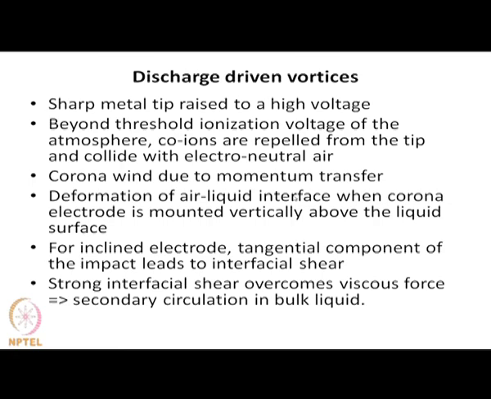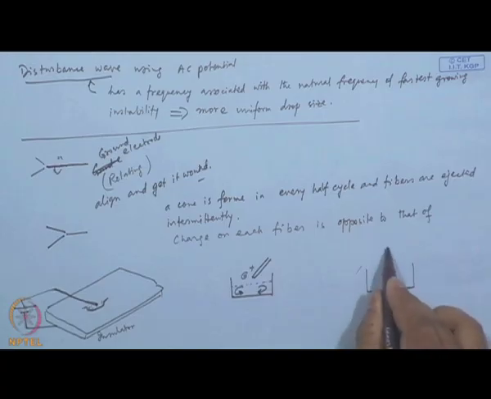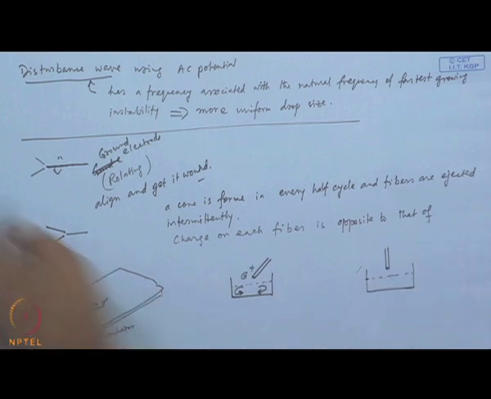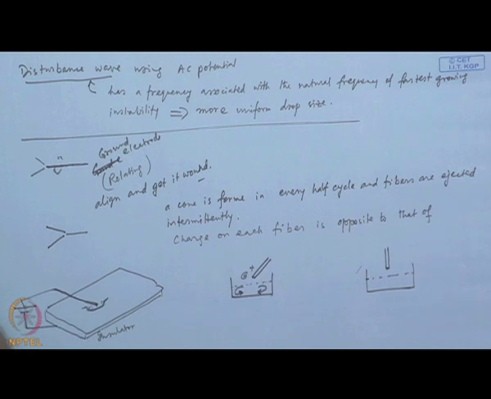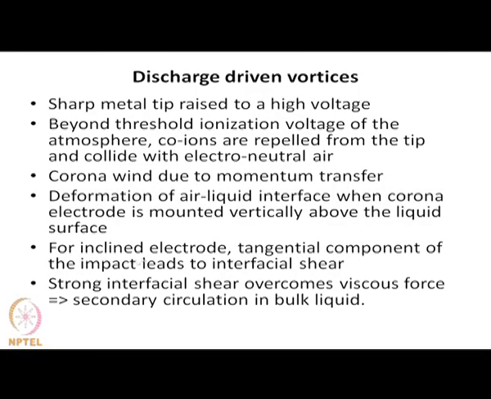If somebody holds this electrode, the sharp tip of the electrode, at high voltage, and this is the liquid level, it has been shown that there will be deformation of the air-liquid interface when the corona electrode is mounted vertically above the liquid surface. That is something which happens all the time. However, if we look at the slide, when we have an inclined electrode, the tangential component of the impact leads to interfacial shear.